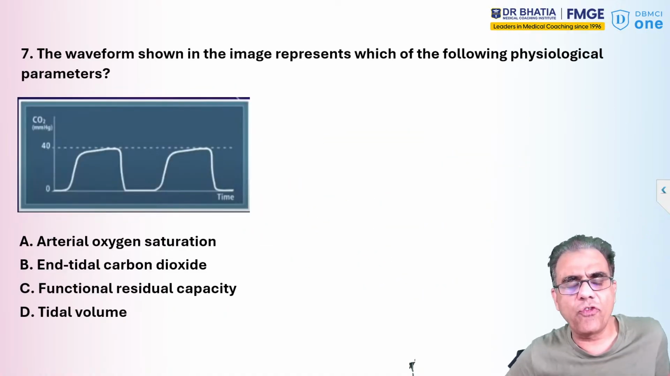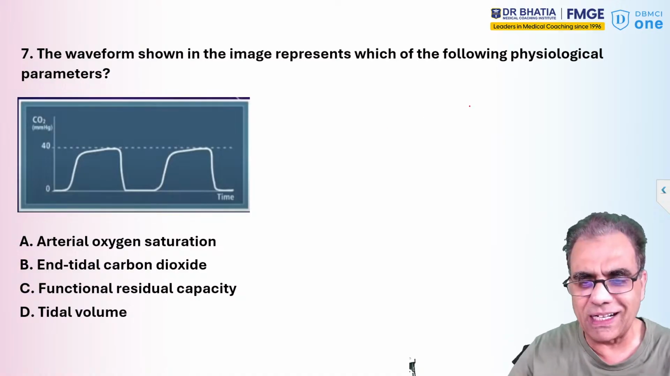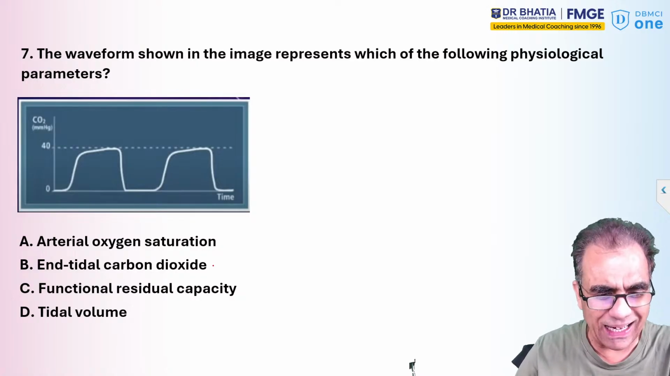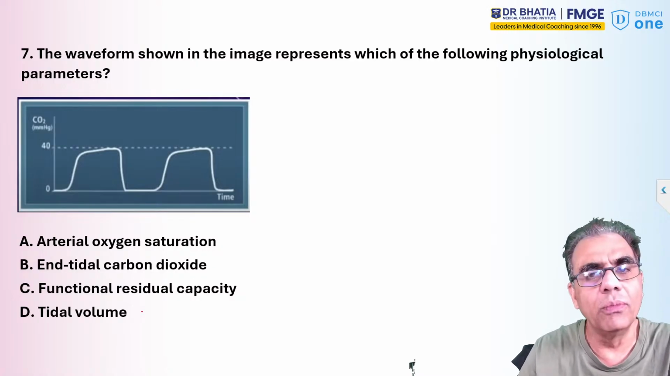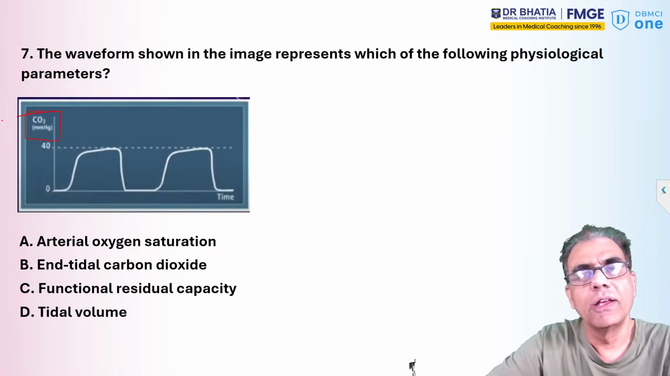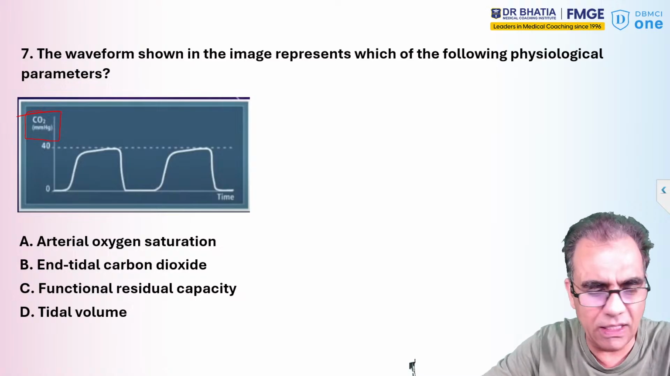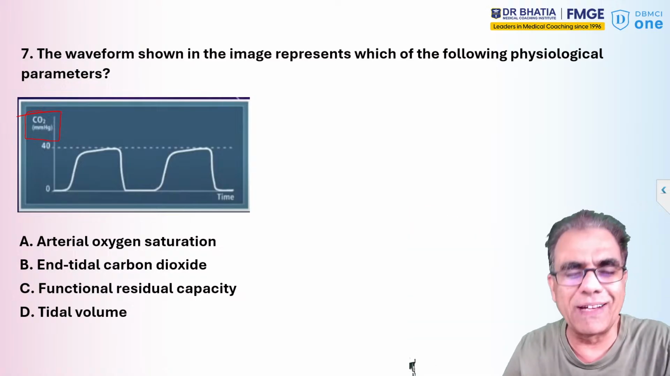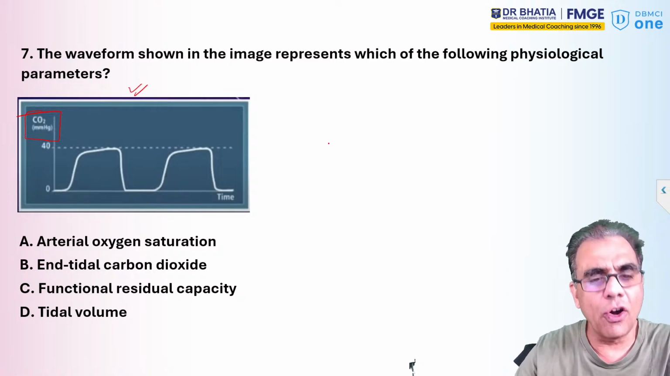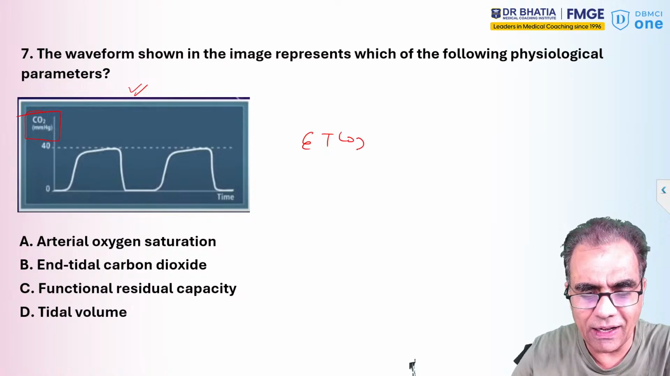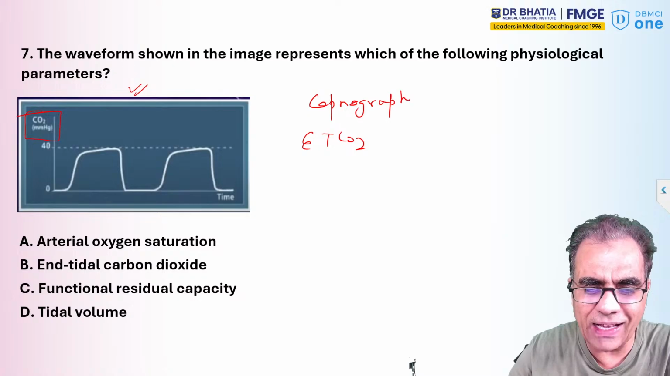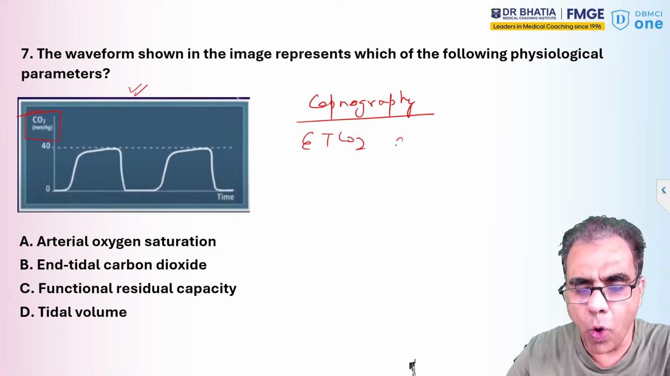Okay. And the waveform shown in the image represents which of the following physiological parameters? Arterial oxygen saturation, end-tidal carbon dioxide, functional residual capacity, tidal volume. I think they have already given the answer. Although this is the easiest question among all questions we have discussed so far, this is capnography, measurement of end-tidal carbon dioxide. What is capnography? It is the measurement of end-tidal carbon dioxide with a graph.